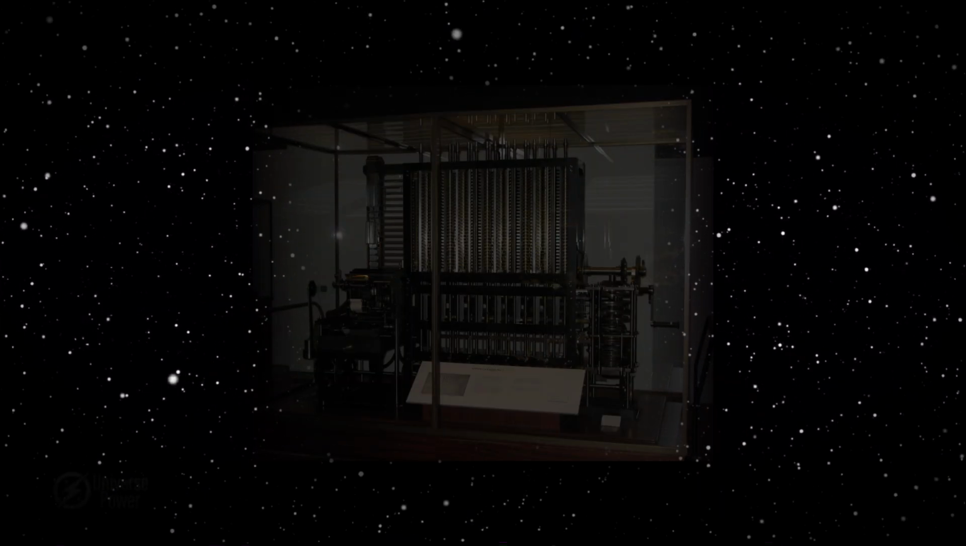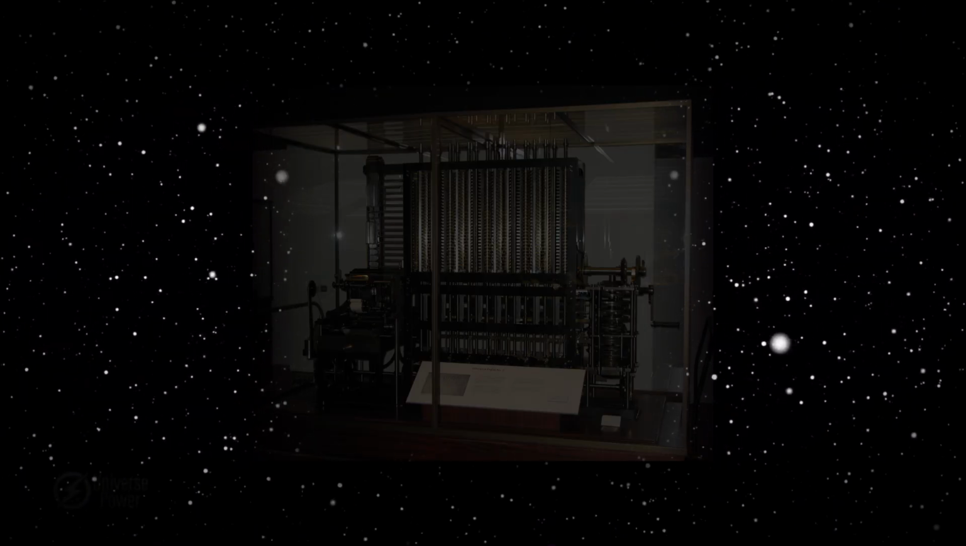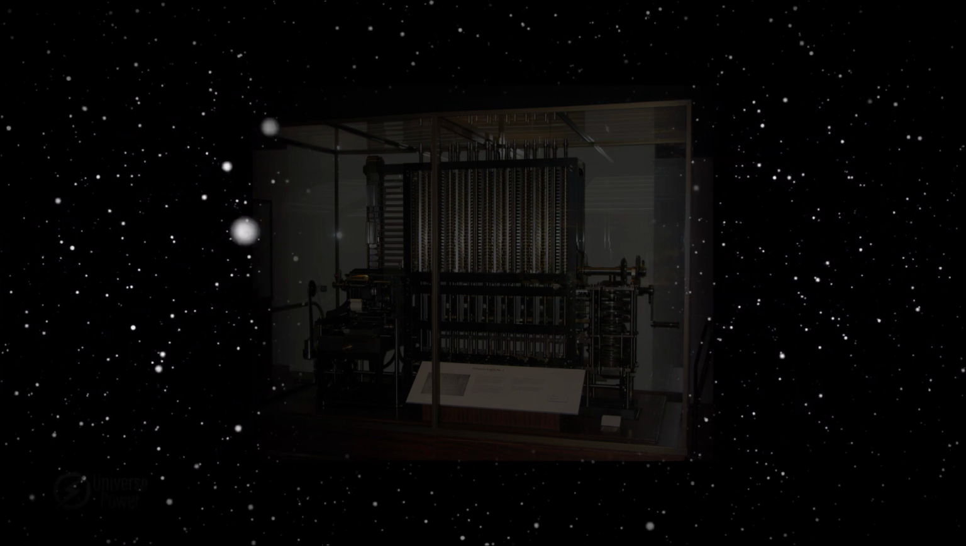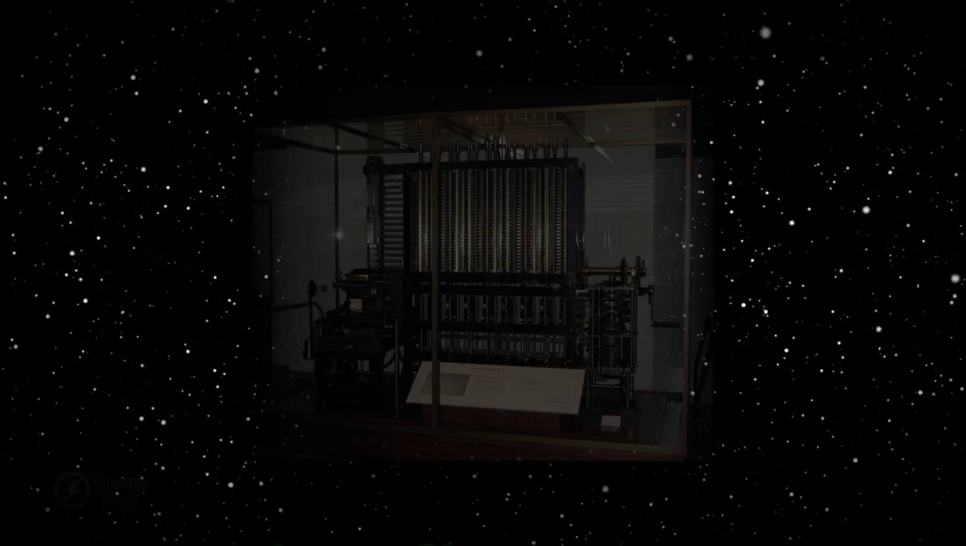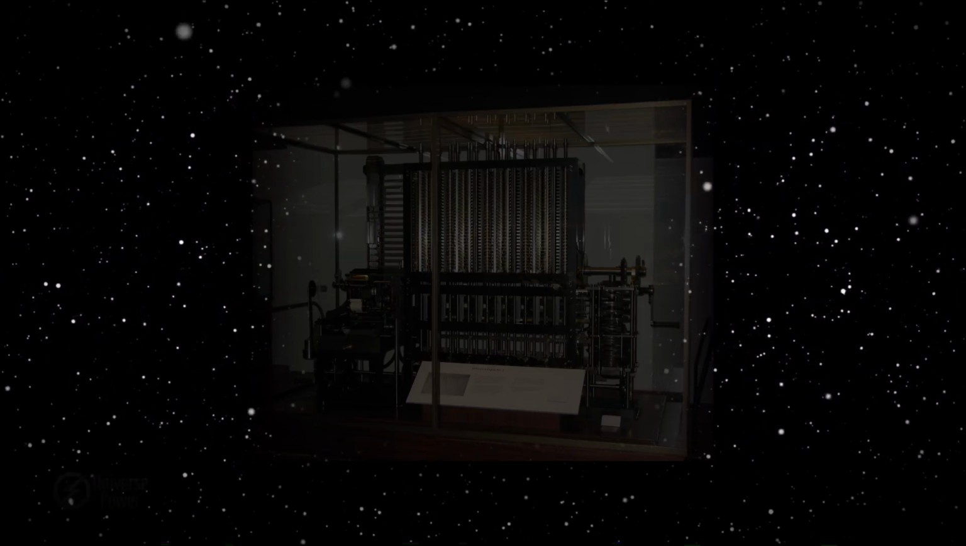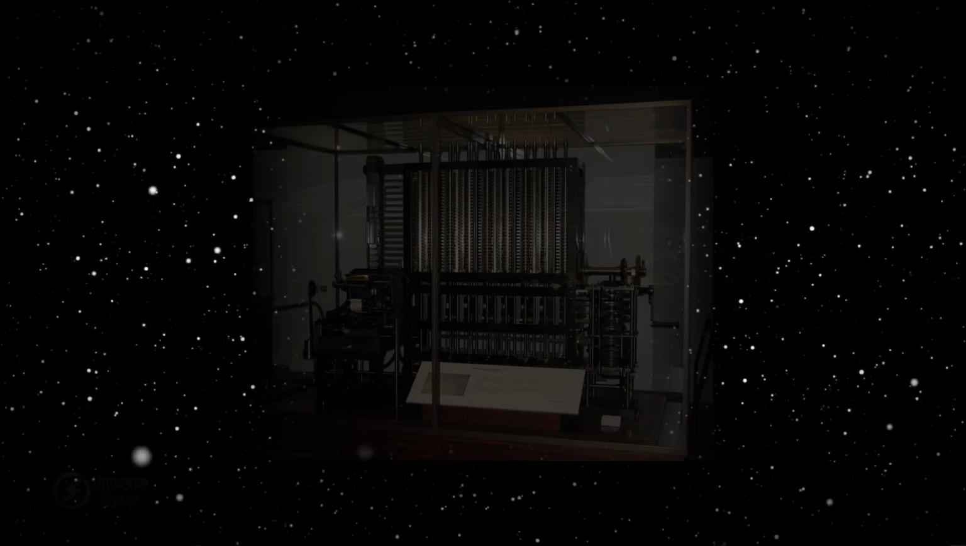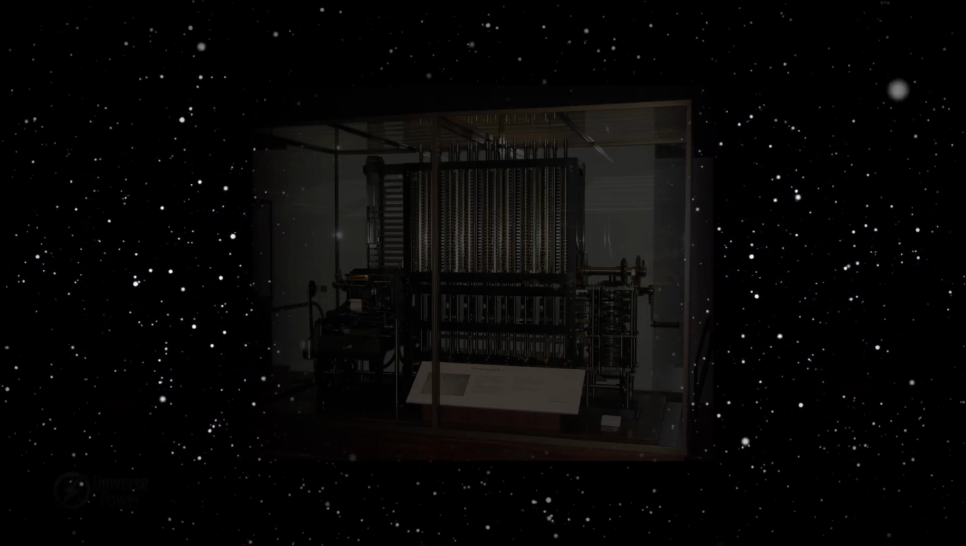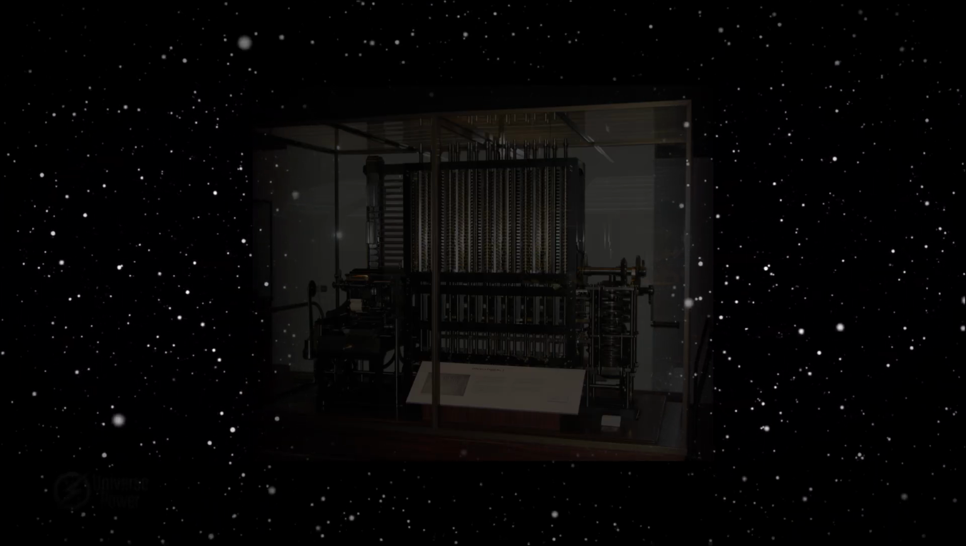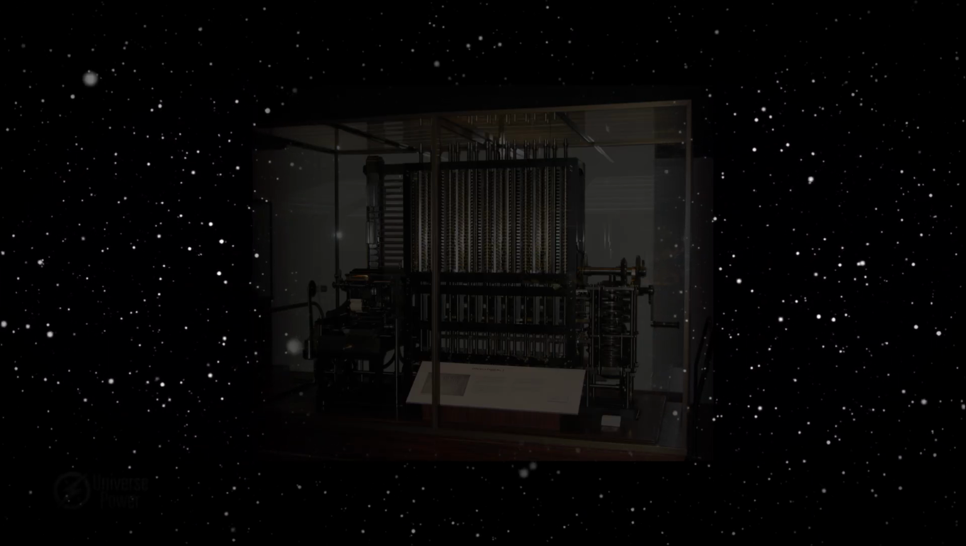Level 14. Charles Babbage's difference engine. Charles Babbage, an English mathematician, became frustrated with errors in printed mathematical tables. He conceived the difference engine in the 1820s, a massive mechanical device designed to automatically generate accurate tables of logarithms and polynomials. Powered by cranks and gears, it was a vision of automation for science and navigation.